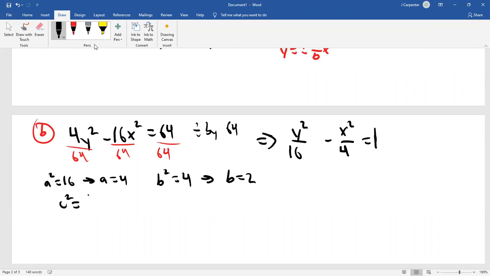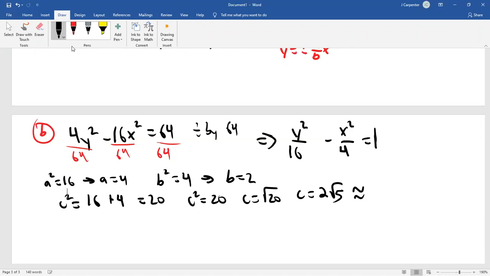C squared is the sum of the squares. Not 16 squared, just 16, plus 4, which is 20. So if c squared is 20, c is the square root of 20, which is going to be 2 square root of 5, because 20 is 4 times 5, and the square root of 4 is 2. Now, we'll need this approximation for graphing. It turns out that's about 4.5 if you type it in a calculator.